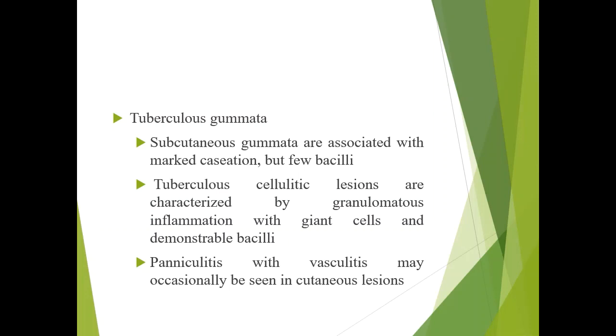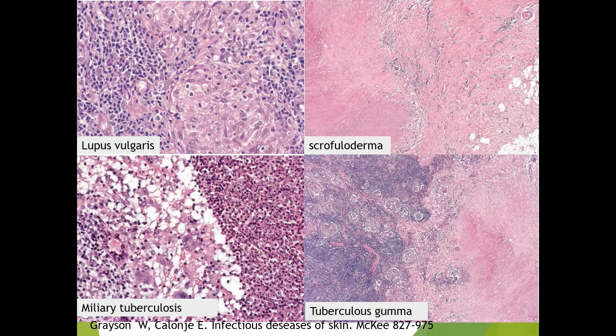A case of lupus vulgaris, where you can find epithelioid cell granuloma and lymphoid cuffing. In scrofuloderma, you can see abundant caseation necrosis. In miliary tuberculosis, you can see granuloma with giant cells and neutrophilic infiltrate. In tuberculous gumma, you can see necrosis again along with granuloma.